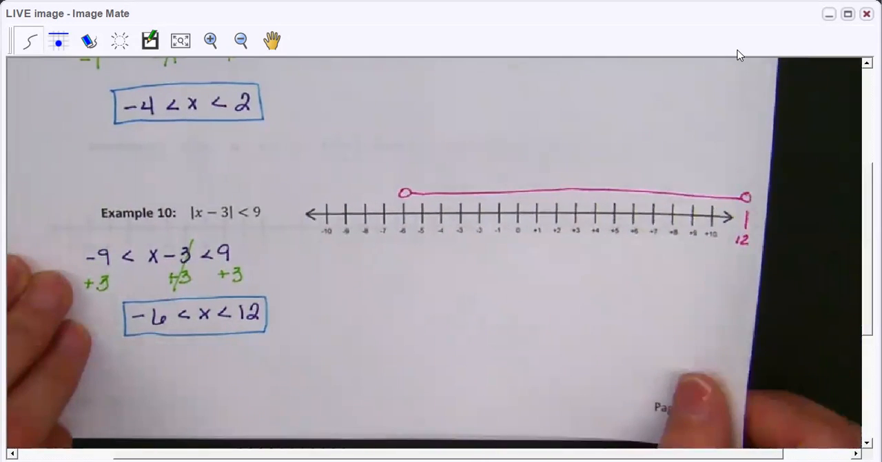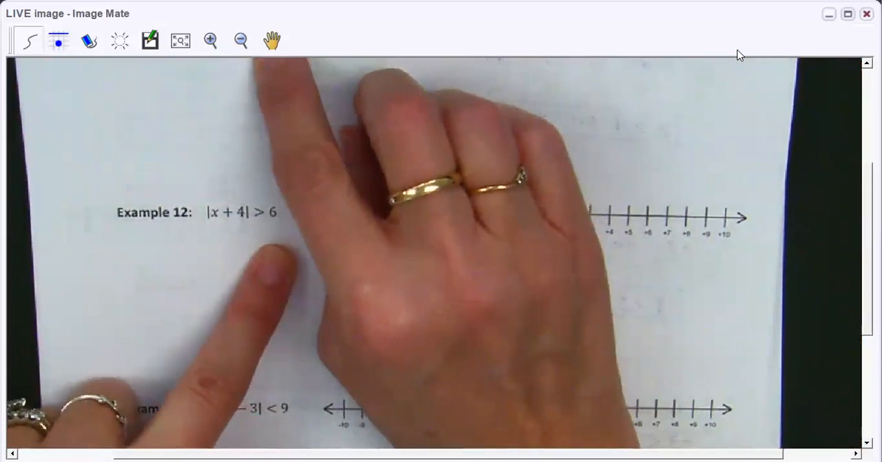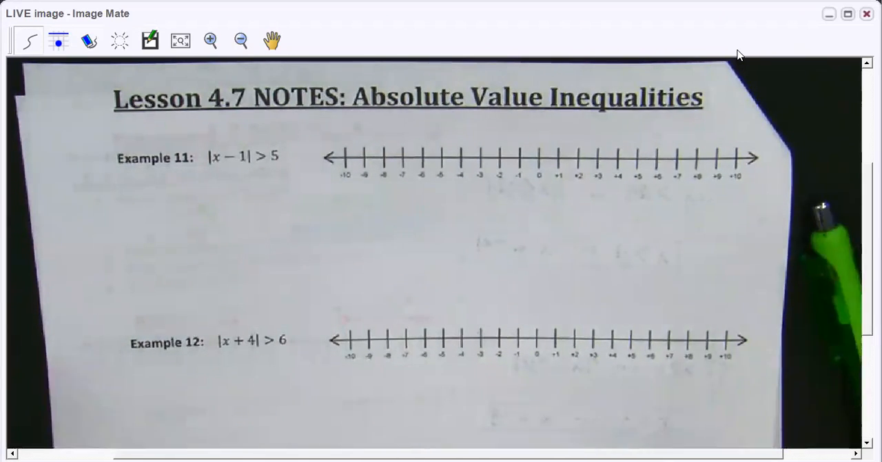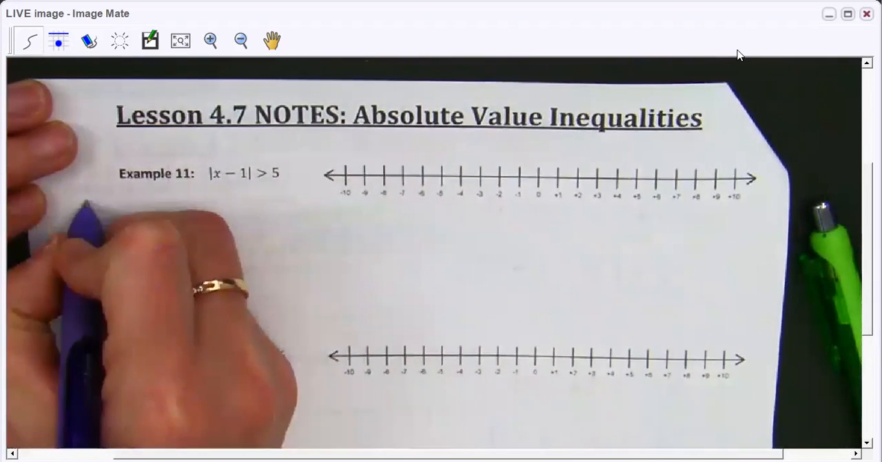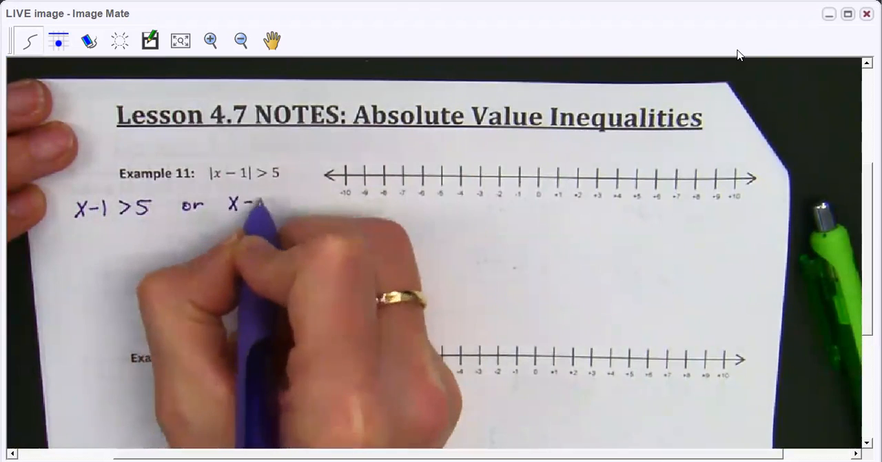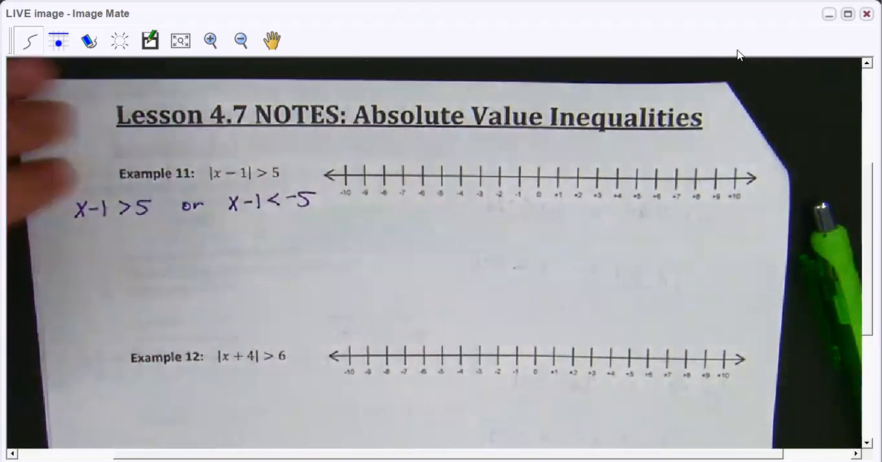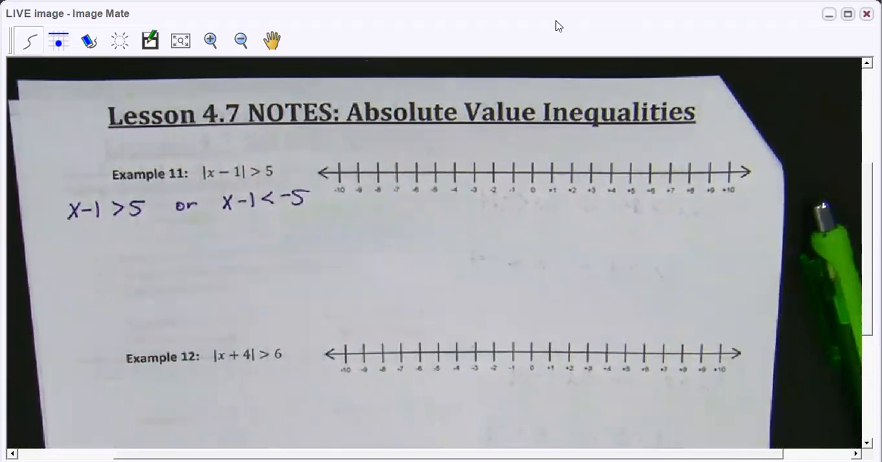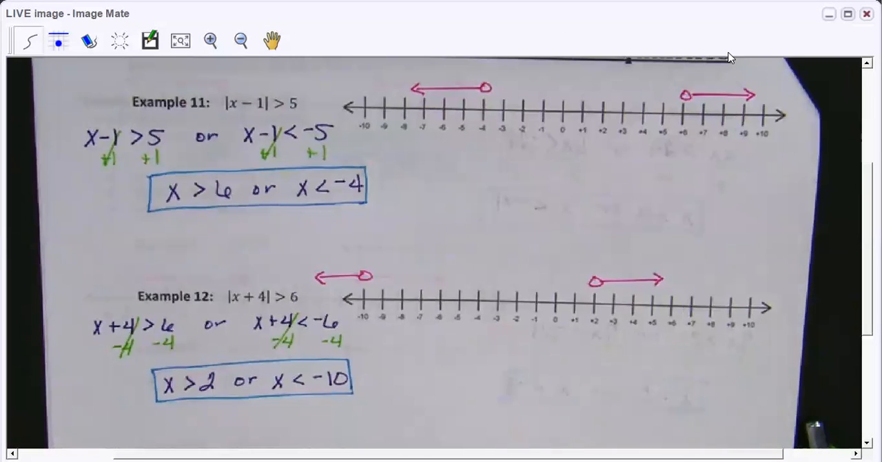All right. Moving on to page 4. Same problems, but this time disjunction. Okay, so I'll set up that first one with you, and once we set it up, I'm going to have you finish it and do number 12 on your own. Since it's a disjunction, we're going to set it up just like this. X minus 1 is greater than 5. And then separated by or, x minus 1 is less than -5. And so then you'll solve both of those and graph them. When you finish 11 and 12, go ahead and check your answers.